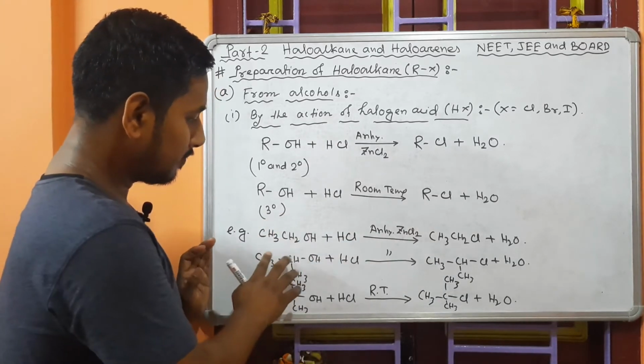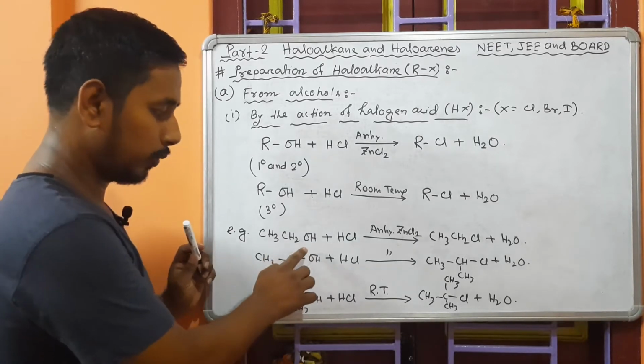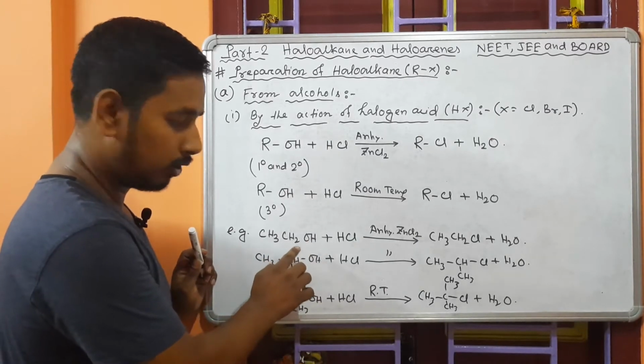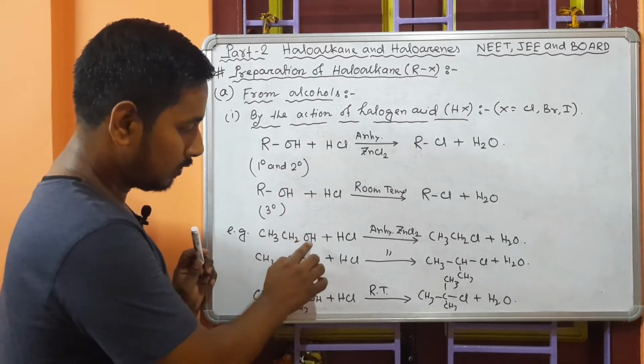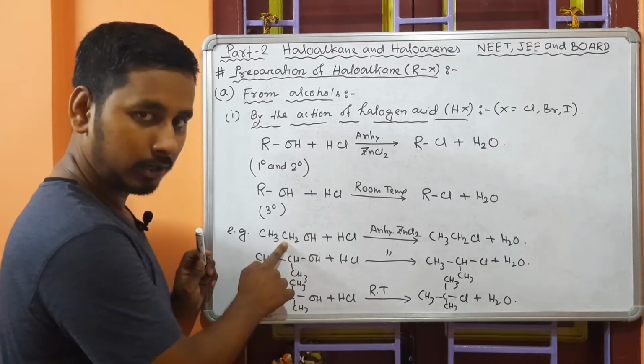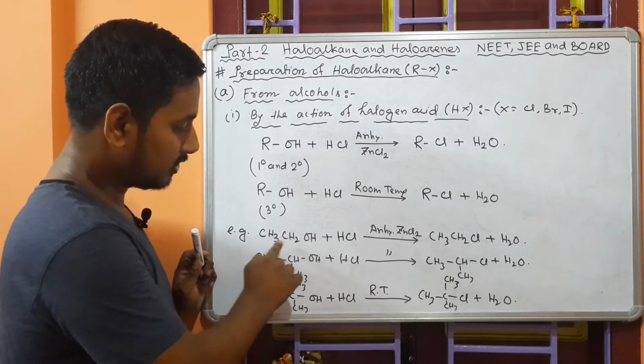So here I am giving some examples. See, this is a primary alcohol, CH3CH2OH. Okay, this is a primary alcohol. Why is it a primary alcohol? This is very similar to haloalkanes. The OH group is connected with this carbon atom, and here this carbon is again connected with one carbon atom only. That's why this is a primary alcohol.